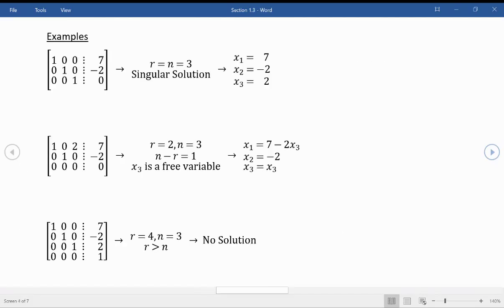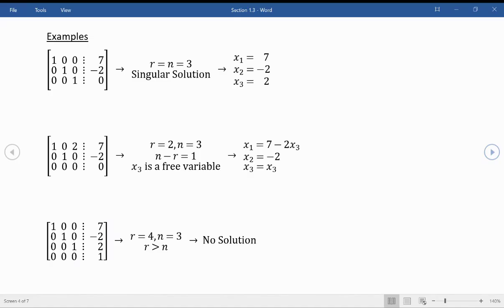So here's just a few examples. You see in the first one, you've got 3 non-zero rows, so the rank is 3. And we also have 3 unknowns, with n representing the number of unknowns in this situation, and we get a singular solution. In the second example, you can see we have 1 row of all zeros at the bottom, so the rank is 2. We have 3 unknowns, and we have 1 free variable then. And it's pretty clear again from that example that x3 is the free variable.